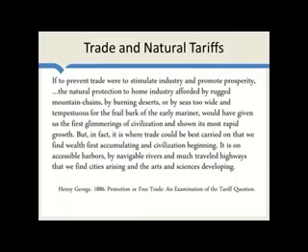But, in fact, it is where trade could best be carried on that we find wealth first accumulating and civilization beginning. It is on accessible harbors, by navigable rivers, and much-traveled highways that we find cities arising and the arts and sciences developing." So Henry George is saying it's not places which have natural tariffs which have a lot of growth and wealth. It's places which have naturally low tariffs. So that tells us something about policy.